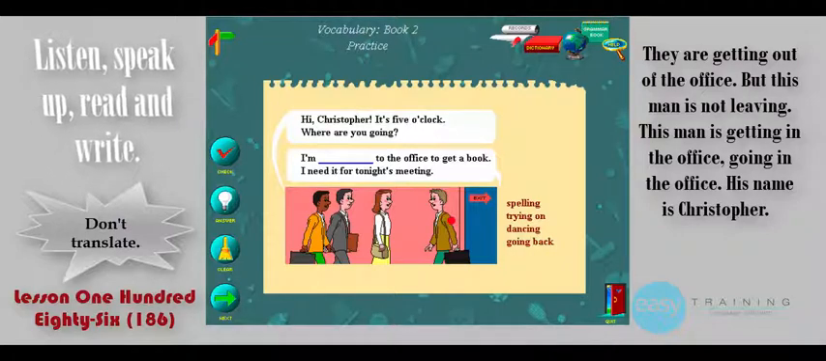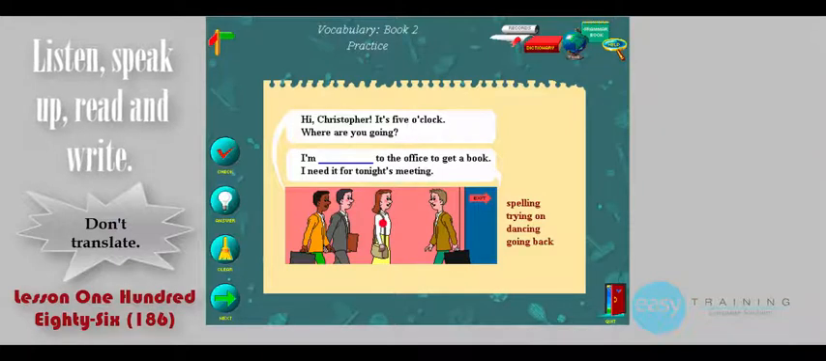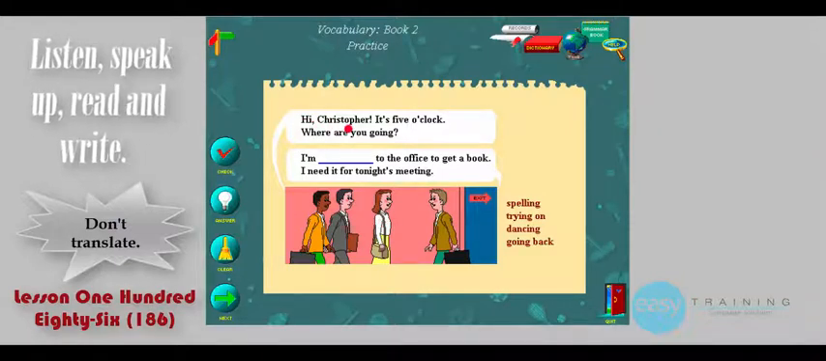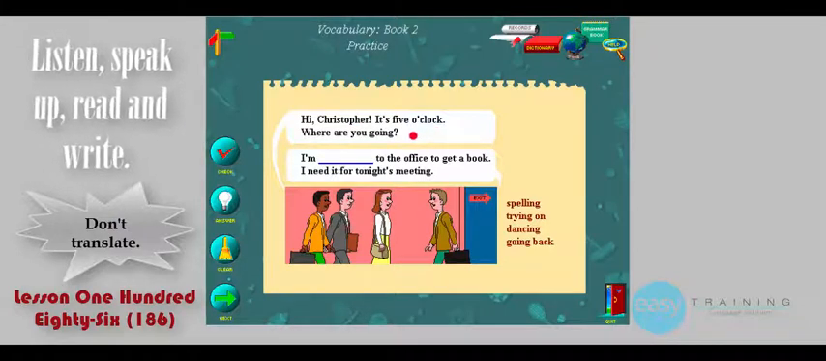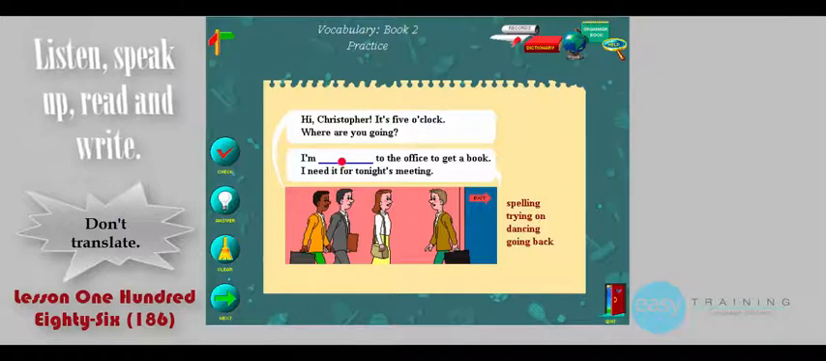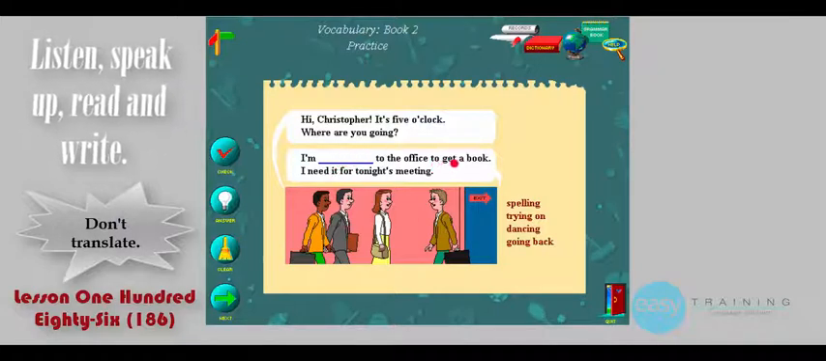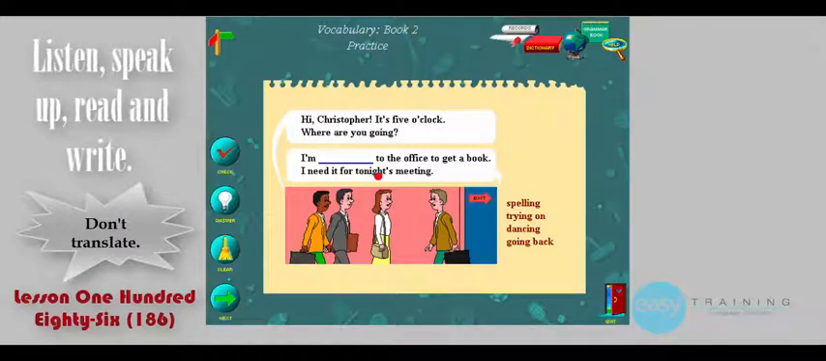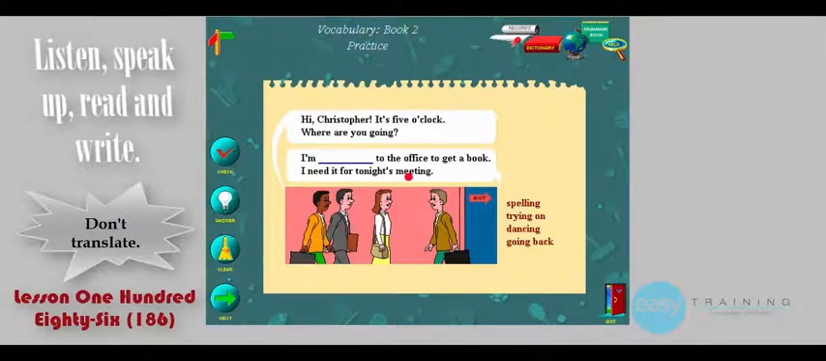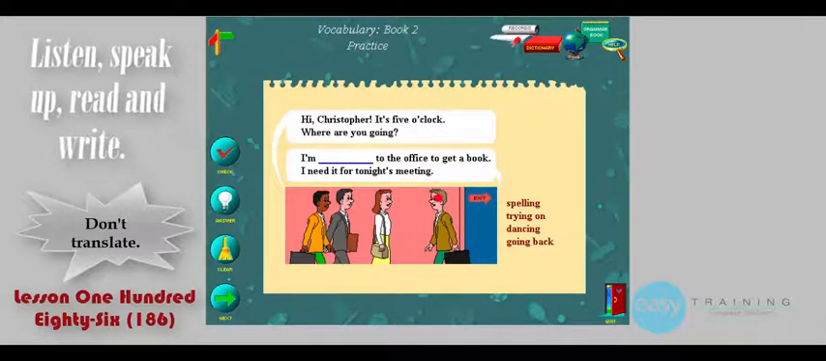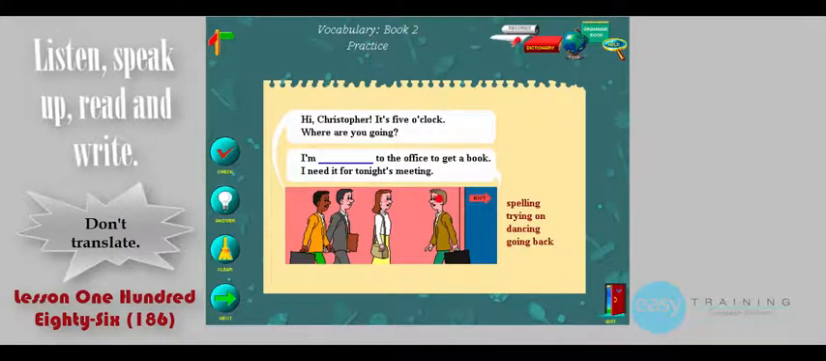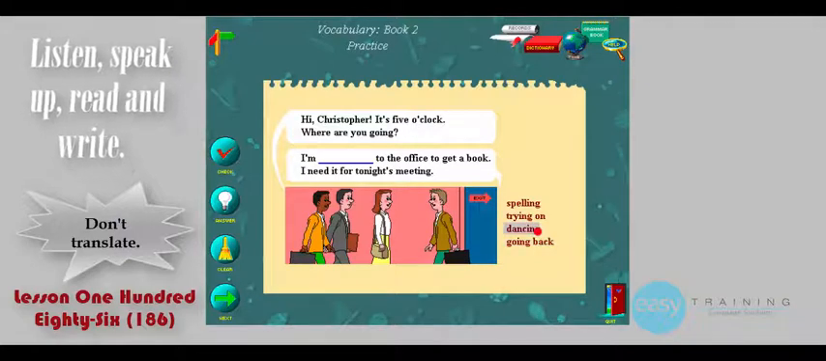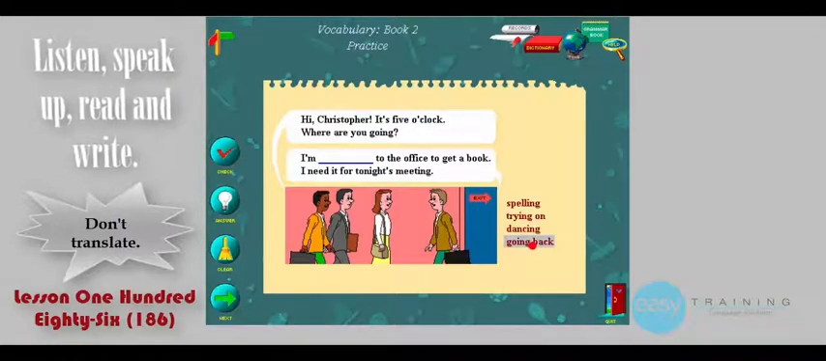His name is Christopher. Then this lady says, Hi, Christopher. You repeat, please. It's 5 o'clock. Where are you going? And Christopher says, I'm blank to the office to get a book. I need it for tonight's meeting. So, is Christopher spelling to the office? Is he trying on to the office? Is he dancing to the office? Or is he going back to the office?